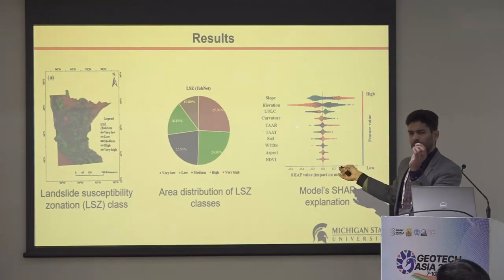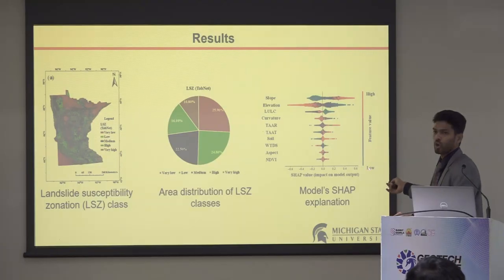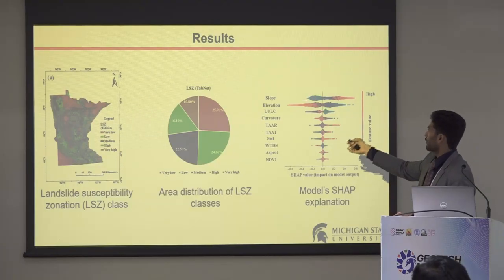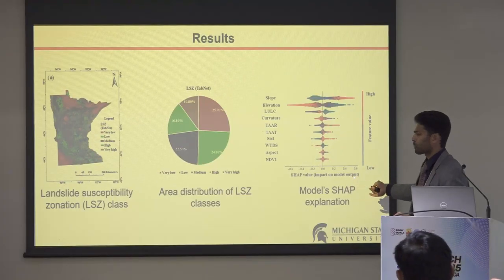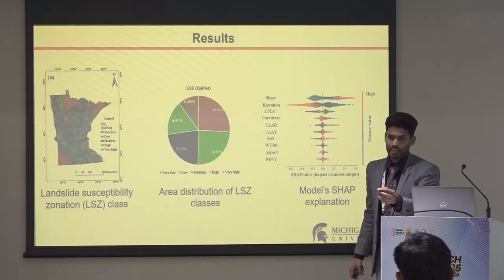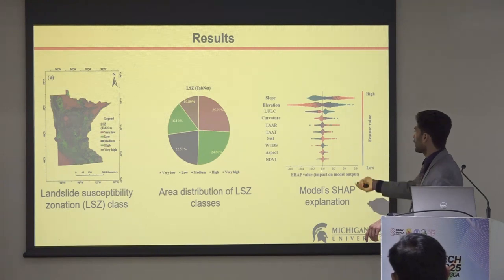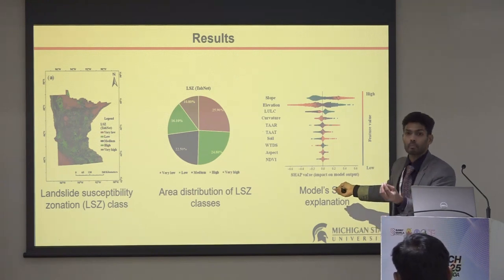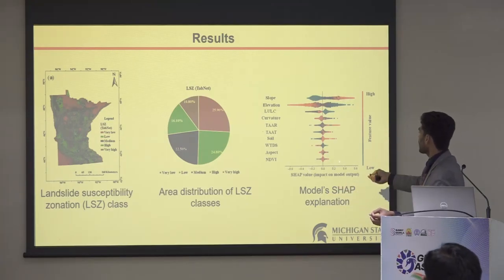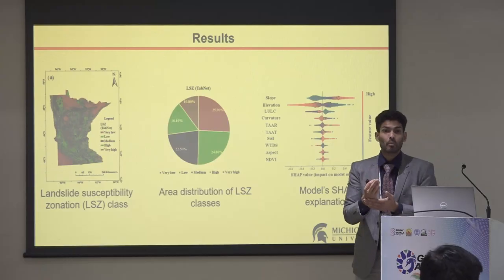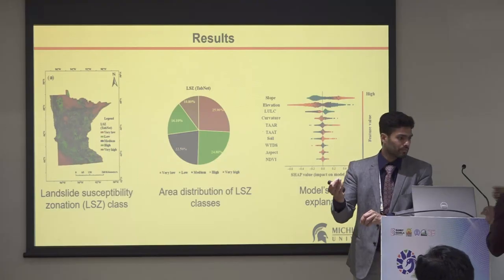Because of the time, I'm going to explain briefly about the first one. If you see slope here, this color is low. What does this mean? If slope is lower, then this is on the negative side of the model output. What is the model output? Landslide potential. So what it says is, if the slope is on the lower end, then the landslide potential is decreasing. But if the slope is higher, then the landslide potential is going up. This is the kind of analysis that we get.